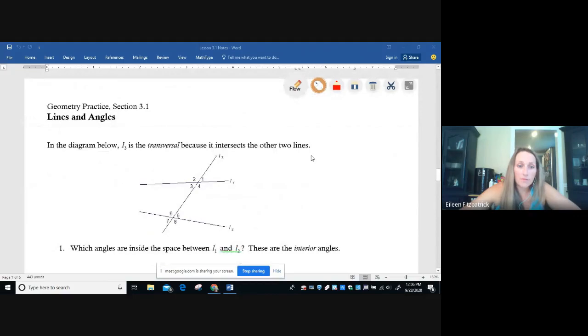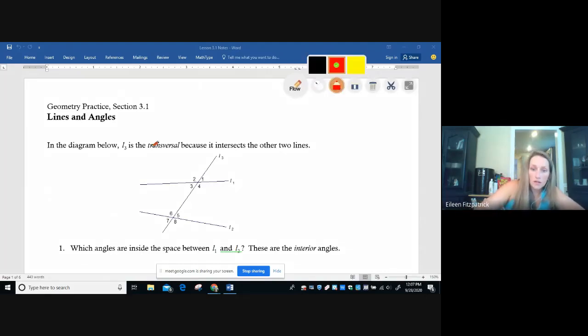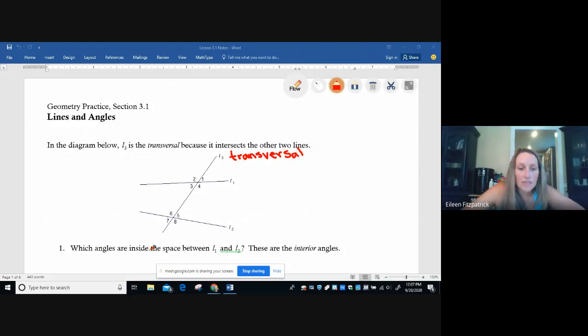Okay, so it says in the diagram below, line 3 is the transversal because it intersects the other two. Remember I explained that in the vocabulary? We have line 1 and line 2. Line 3 intersects both of them. So this line here is your transversal, right? It says which angles are inside the spaces of line 1 and line 2. So remember, this is your interior space. So which angles are on the interior?